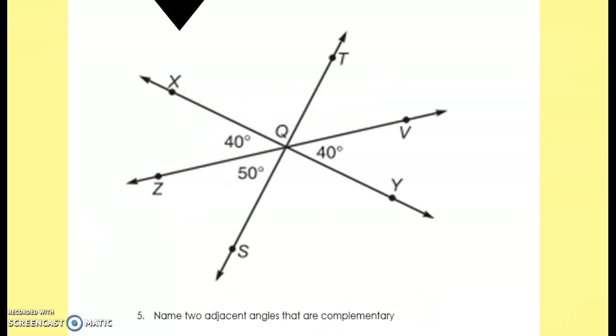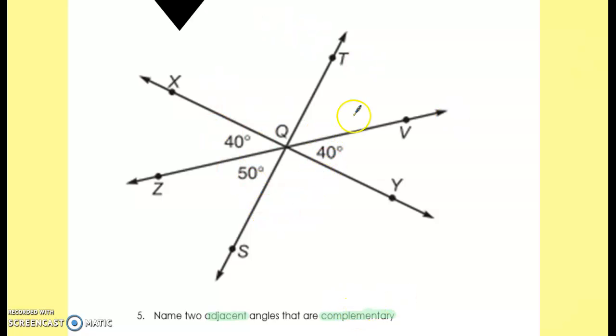All right, let's take a look at another picture here. So different graphic, same kind of idea. We're going to be looking at the vocabulary and even putting a couple terms together. So looking at number 5, it's going to ask us to name two adjacent angles that are complementary. And remember, according to our definitions, adjacent means neighbors. Complementary is 90 degrees. So two angles that are next to each other that equal 90 degrees.